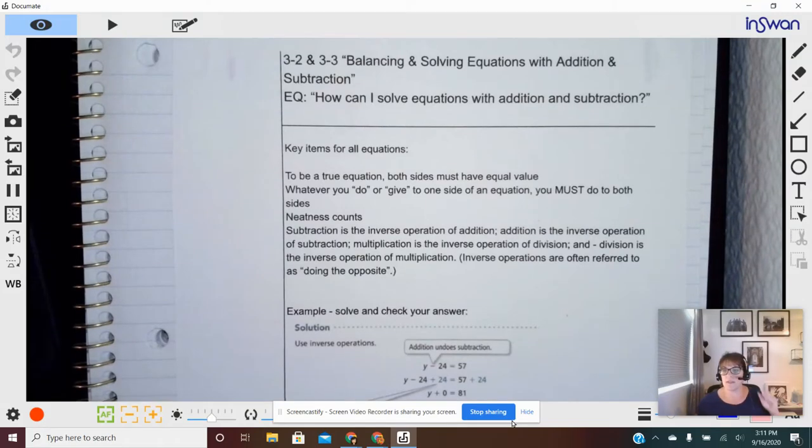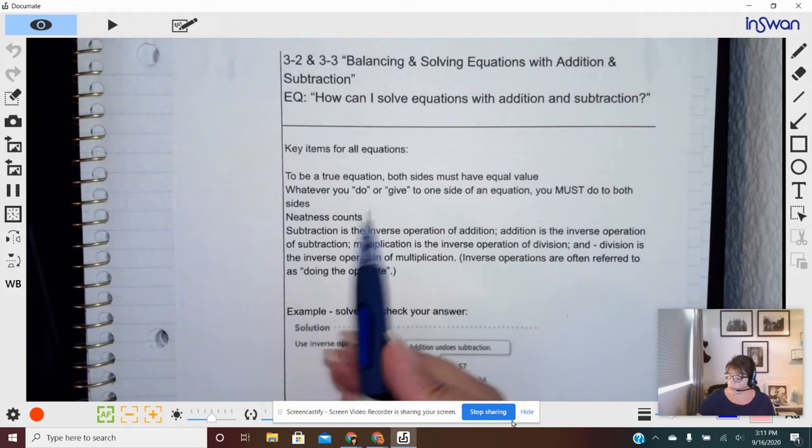Good afternoon, everybody. Here is a lesson on topic 3, lessons 2 and 3, balancing and solving equations with addition and subtraction. Giant title, basically the beginning of solving equations.